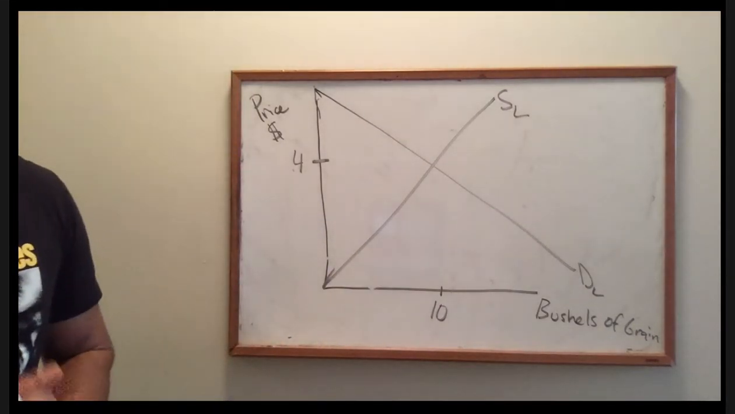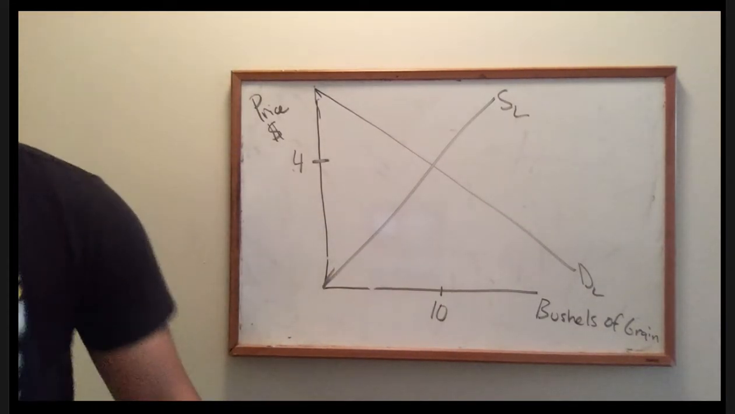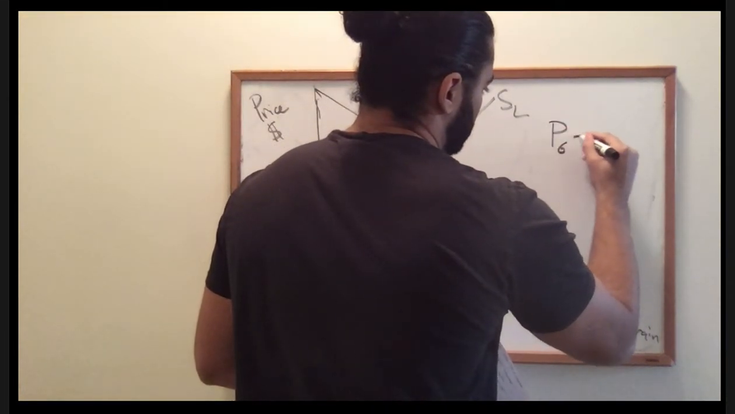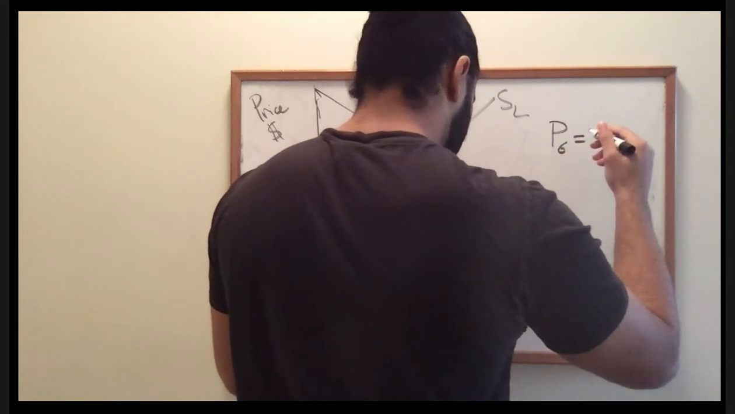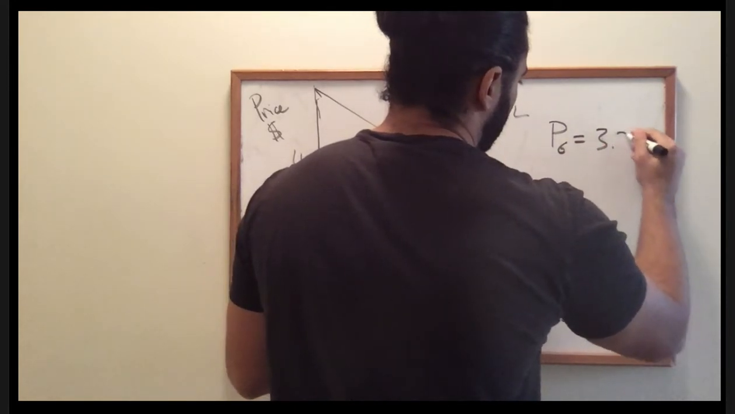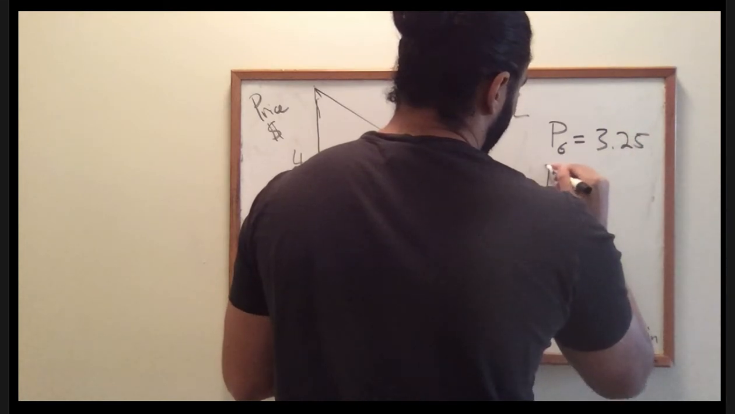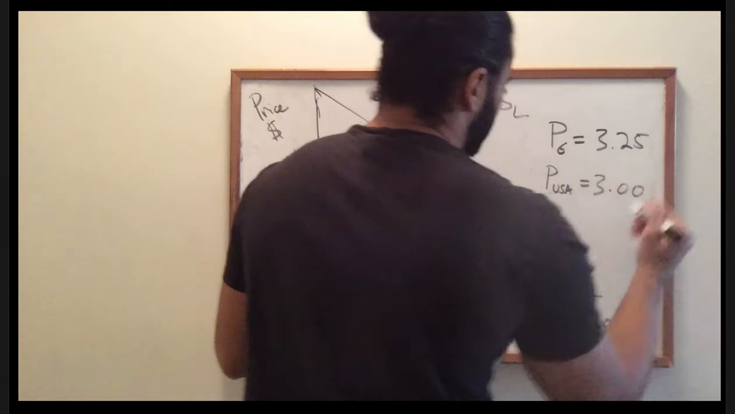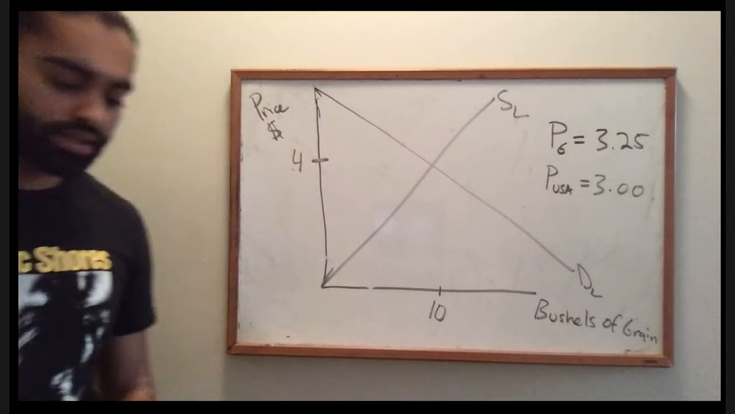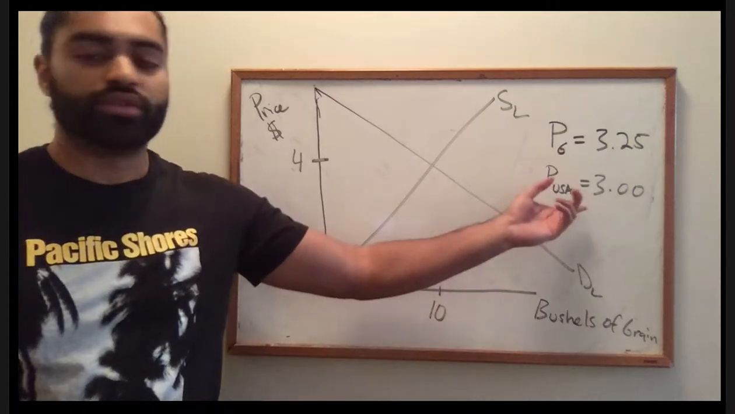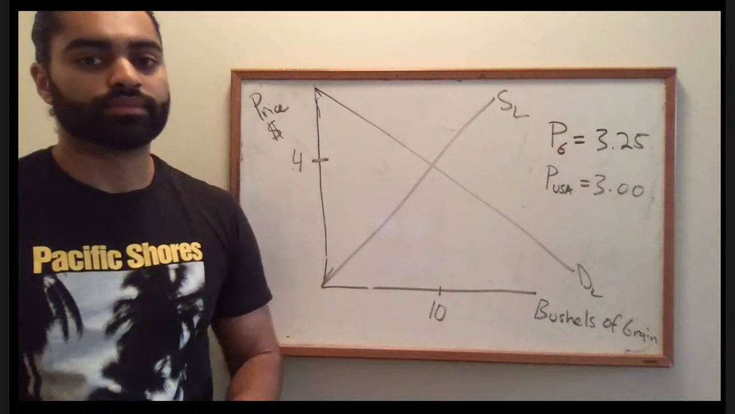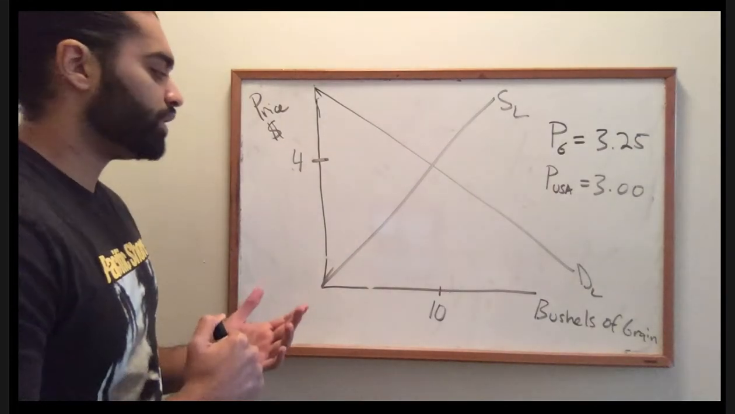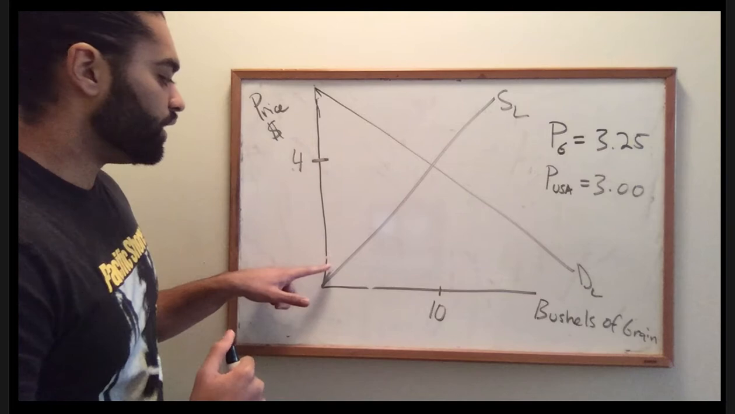So the next thing we're going to do is I'm going to give you the prices. So PG is the price that Germany has, which is $3.25. And then the price that the United States has is $3. So in this case, we're assuming that the United States is a much more efficient producer. They're producing at a lower price compared to Germany. So again, Luxembourg has no say in what price they purchase at. They're going to go for the lowest price.